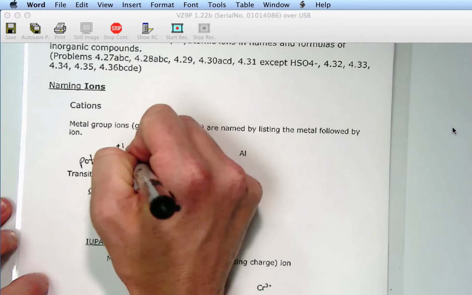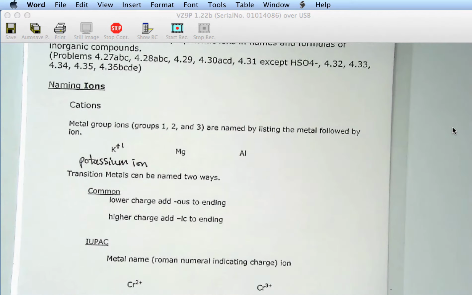So on a quiz or a test, if I had this and said name it, and you just put potassium, you would lose credit. It seems really nitpicky, but there is a difference. Potassium versus potassium ion. Potassium doesn't have a charge. Potassium ion has a charge.